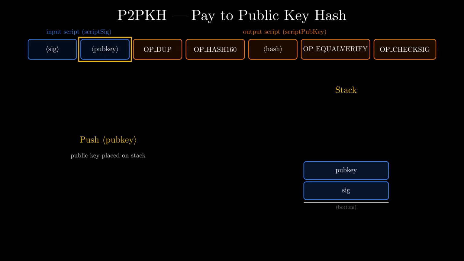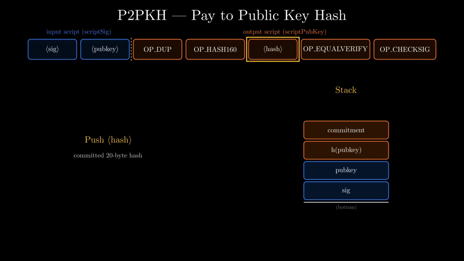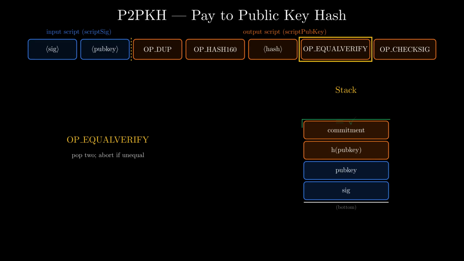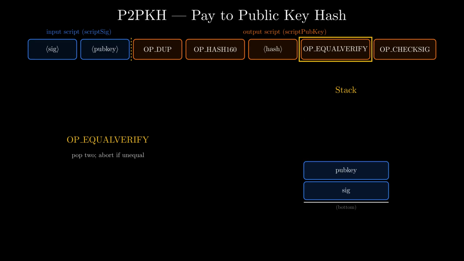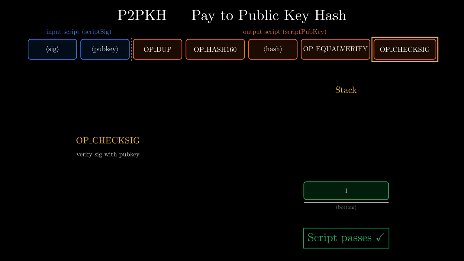OP_DUP duplicates the top. Stack has sig, pub key, pub key. OP_HASH160 replaces the top copy with its hash. Stack has sig, pub key, hash of pub key. Push the committed 20-byte hash from the output. Stack has sig, pub key, hash of pub key, commitment. OP_EQUALVERIFY pops both hashes, aborts if they differ, continues silently if they match. Stack returns to sig, pub key. OP_CHECKSIG pops the remaining 2, verifies the signature, pushes 1, script passes.